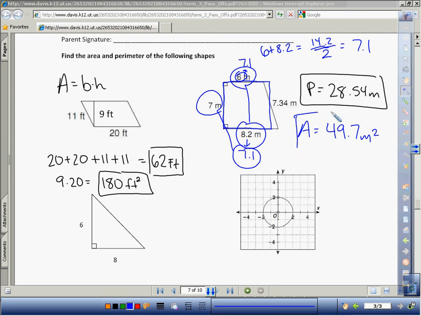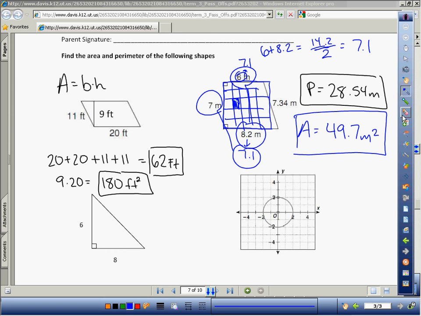49.7 meters squared. Remember, when we do area, it creates these little squares because I'm timesing 7.1 this way, I'm timesing 7 this way, and I end up with these squares in here. And these happen to be square meters. Okay, let's look at the triangle.